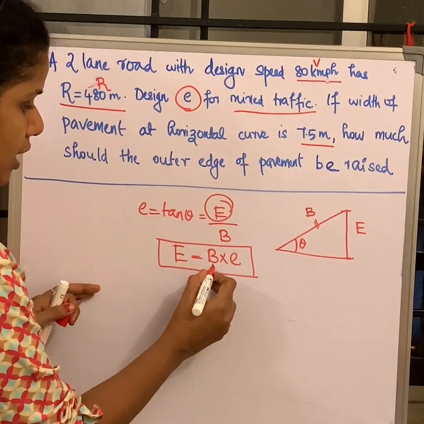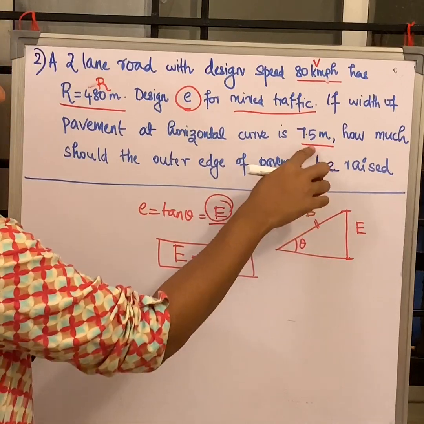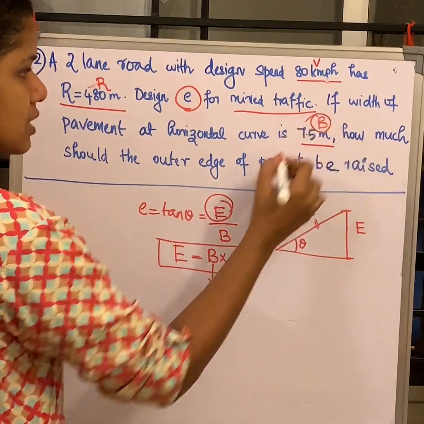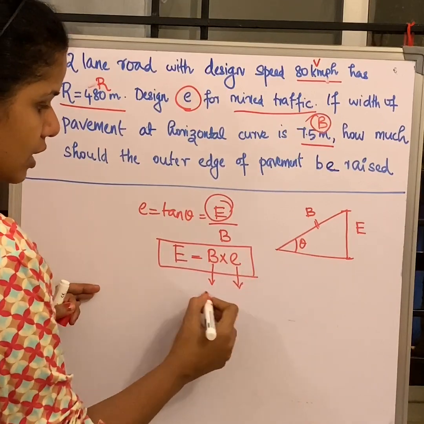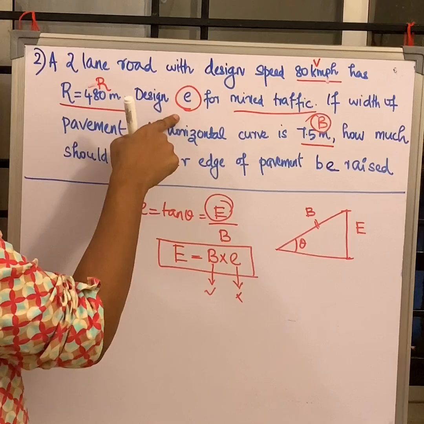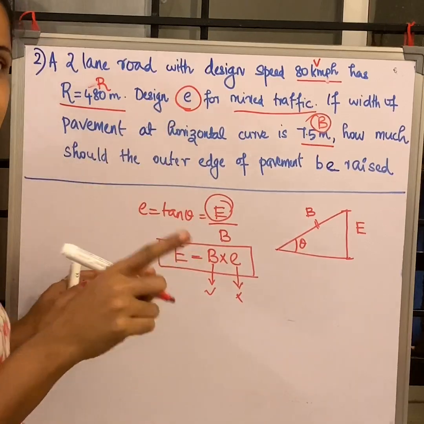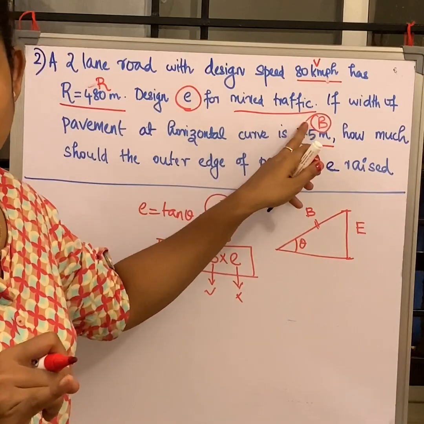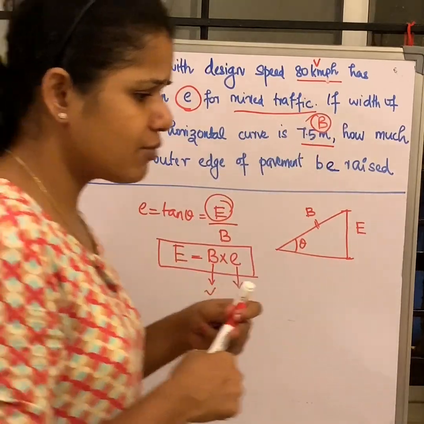So do I have the data of B? Yes, I have, because they have given the width of the pavement. So I am going to mark this as B. Do I have e? No. You need to design your super elevation first. So the first step is to calculate your super elevation, but for a mixed traffic condition. So what is this mixed traffic condition?